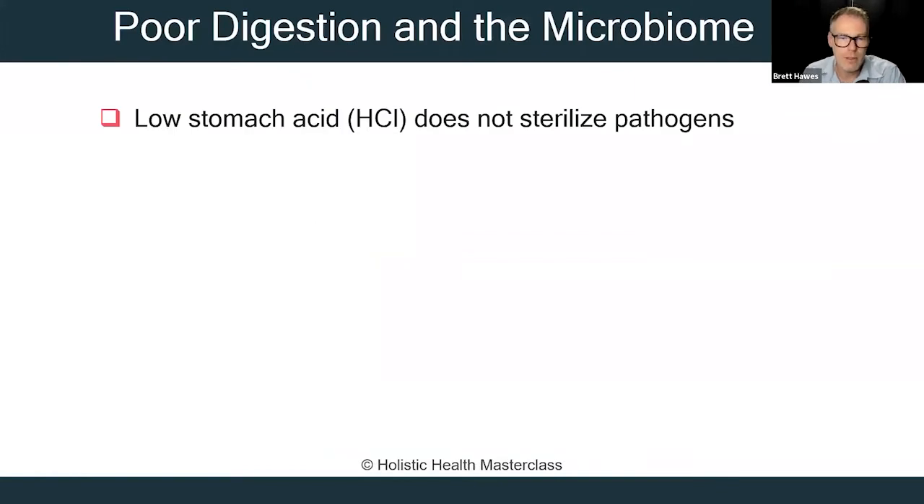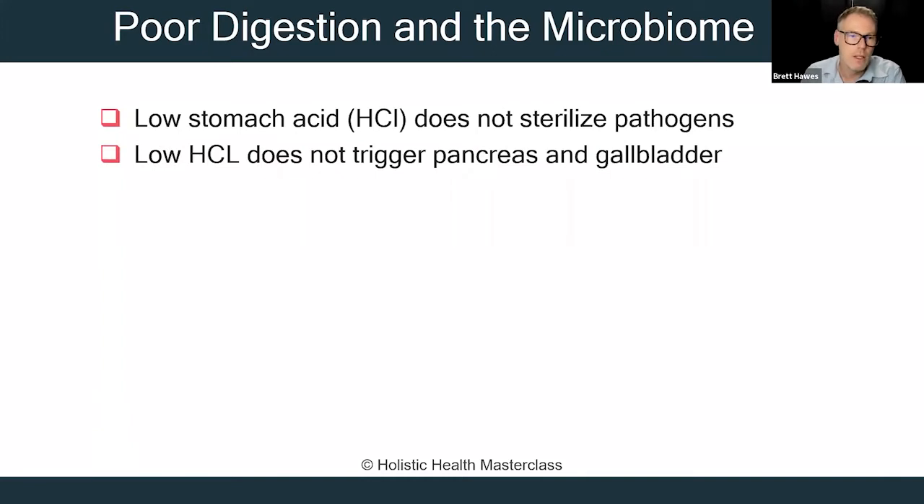So, low stomach acid, right? We know that stomach acid has many different roles, and one of them is to sterilize pathogens. So if I have low stomach acid, and that could be for a million different reasons, which we're not going to get into here, low stomach acid doesn't sterilize pathogens, and that really opens the gates, right? So that's one mechanism there. Low stomach acid does not trigger the pancreas, right? And it doesn't trigger the gallbladder.